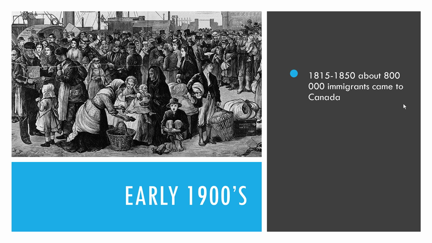Now, in the early 1900s, so between 1815 and 1850, so before the 1900s, about 800,000 immigrants came to Canada. And that changed the population of Canada, because they had children too, from 600,000 to 2.4 million. Okay, so that's a big population growth over that time.